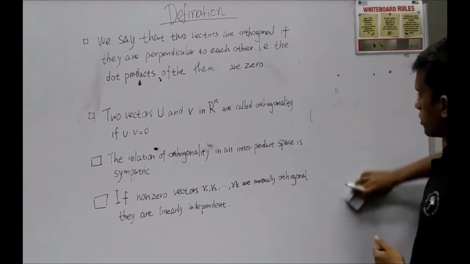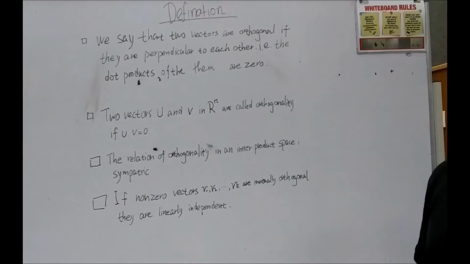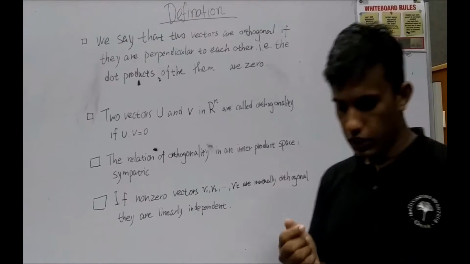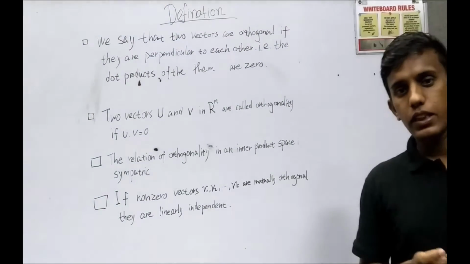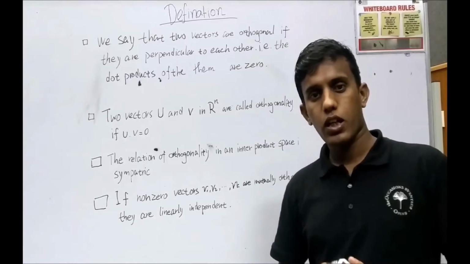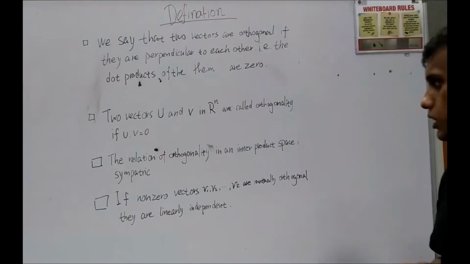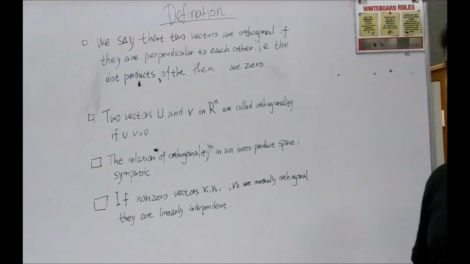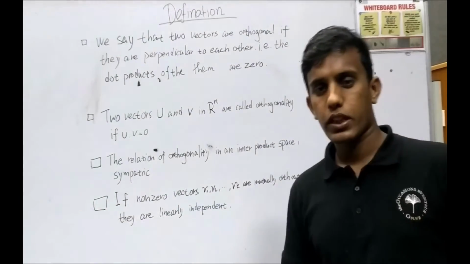The second definition is that two vectors U and V in R^n are called orthogonal if U dot V is equal to 0, meaning that their dot product will be 0. The relation of orthogonality in an inner product space is symmetric. Symmetric means, if I give you an example, it will be clear.